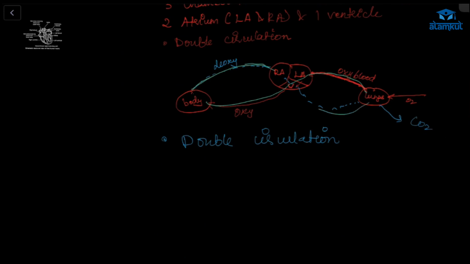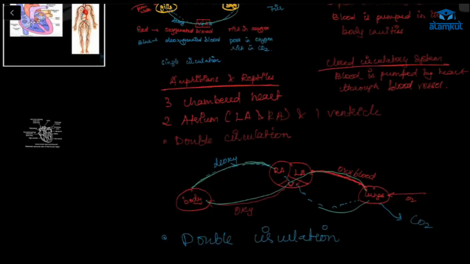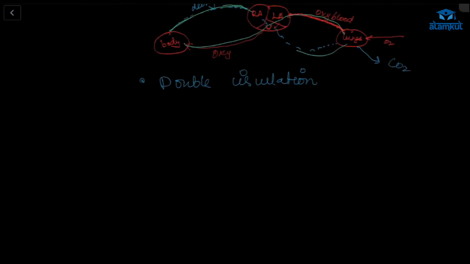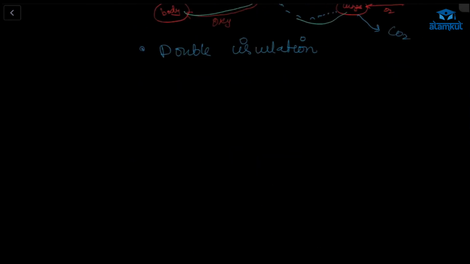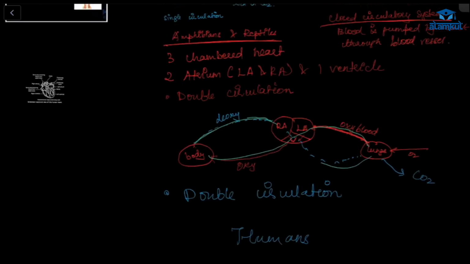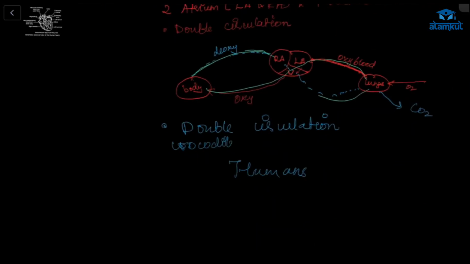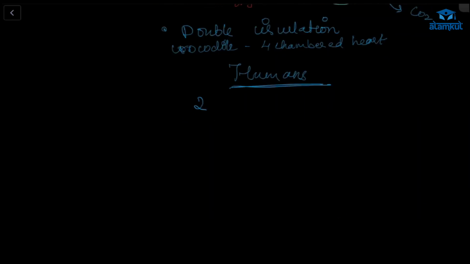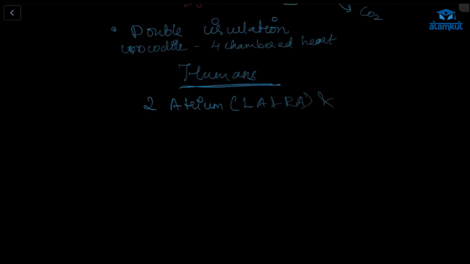Understood, Sophia? Yes, ma'am. So in both cases, there will be a little mixing of the oxygenated and deoxygenated blood. But in the case of humans, there won't be any mixing. Why? And also one more thing, the crocodile has four chambers. That is the exception. Now in humans, how many chambers do we have? We have four chambers, right? That is two atria. You can guess, left atrium and right atrium, right? Next we have two ventricles.